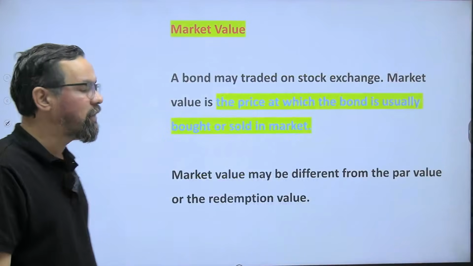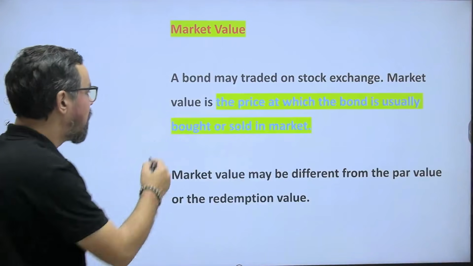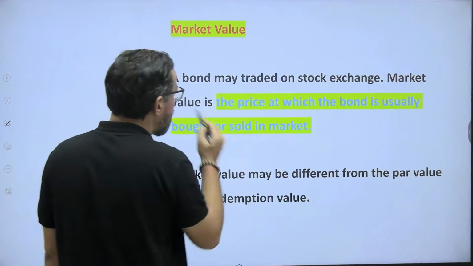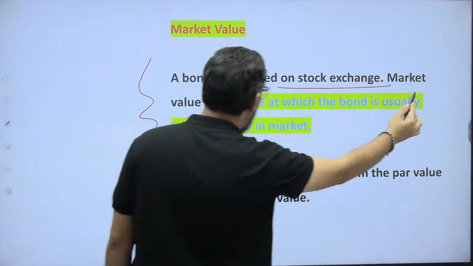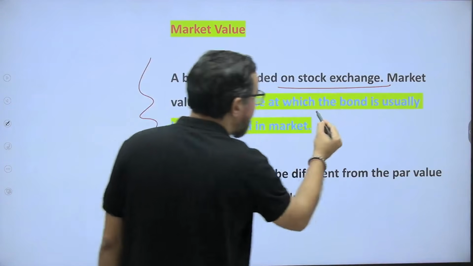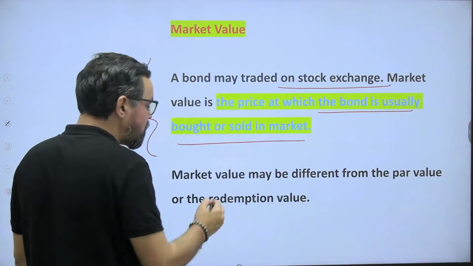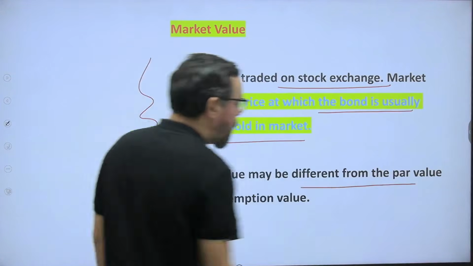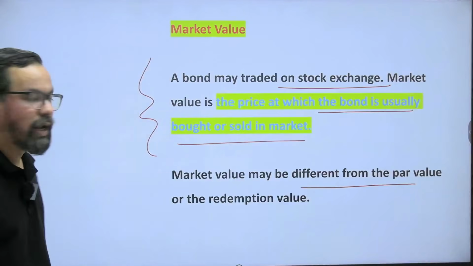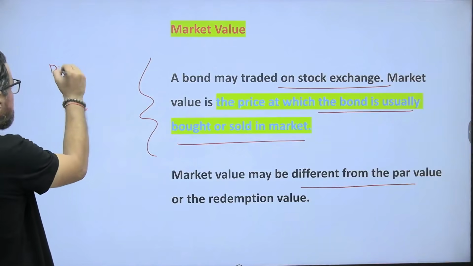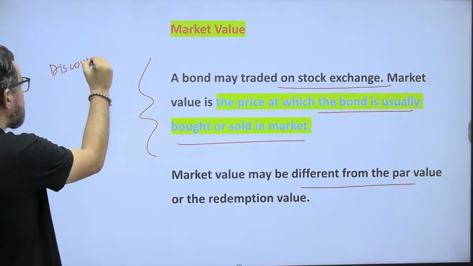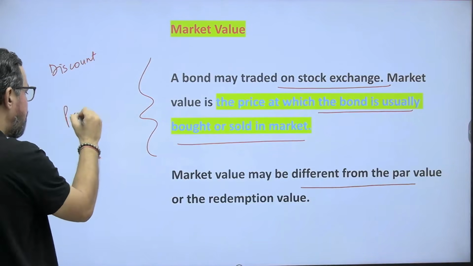Now, market value. As I told you, the bond may be traded on the stock exchange. Market value is the price at which the bond is usually bought and sold in the market. Market value may differ from the par value or redemption value. It can be at a discount, or it can be at a premium.